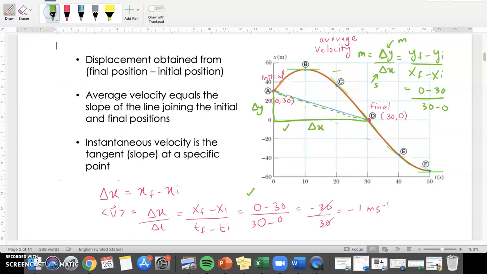And then we have a third statement saying instantaneous velocity is the tangent or the slope at a specific point. Okay, let's take a look at the slope at point B, for example. So slope is finding the delta y over delta x, right? So let's take a look. B is at this point, so I'm just going to take from here to here because it's basically the same thing. It's the same line.